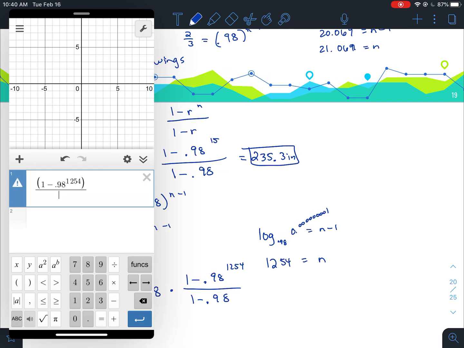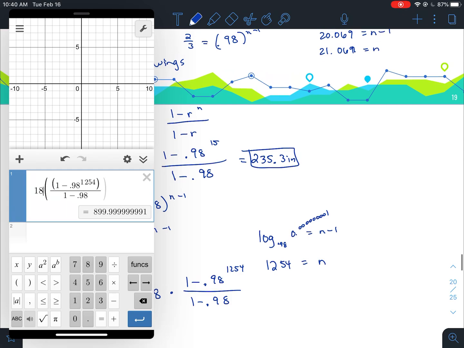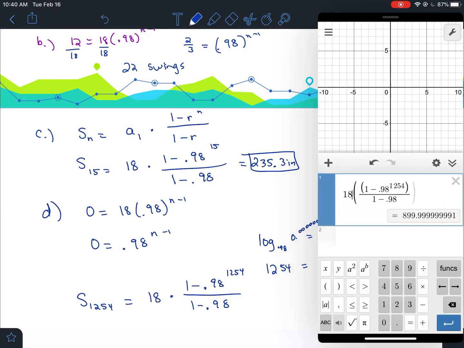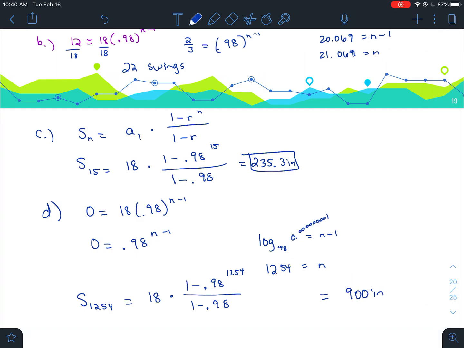And then divided by 1 minus 0.98. And then we're going to times that all by 18. And so it looks like the total distance that this would travel would be 900 inches if we round it up. Now, will the pendulum ever stop swinging?